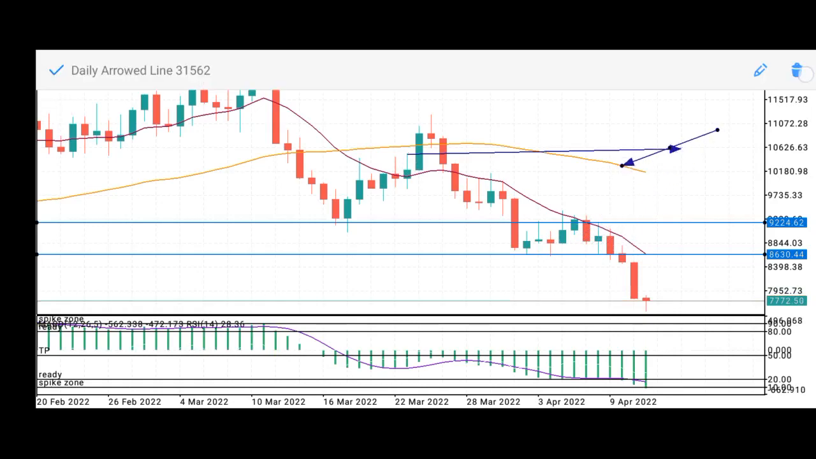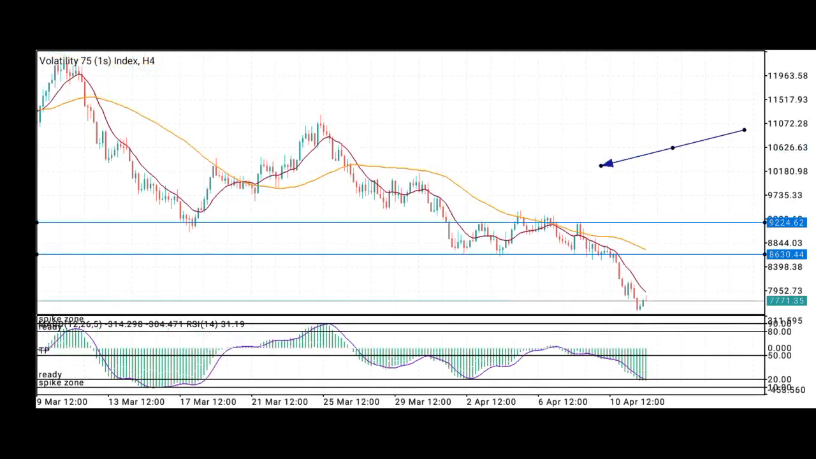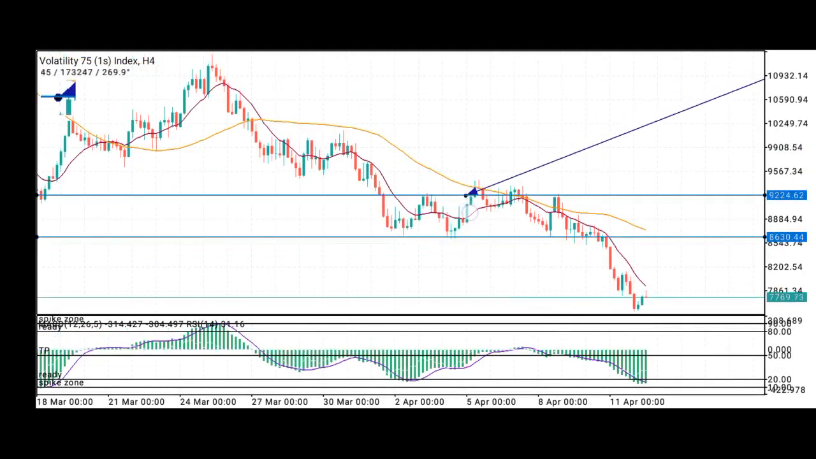Now let's go to a lower time frame, like the 4 hour time frame. You see what I'm saying? Those are key support and key resistance points. So when the market is coming, those are the places the market is going to retouch.